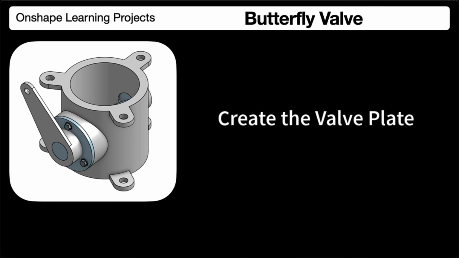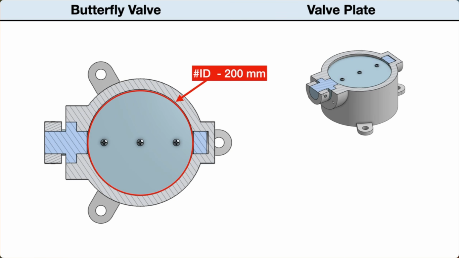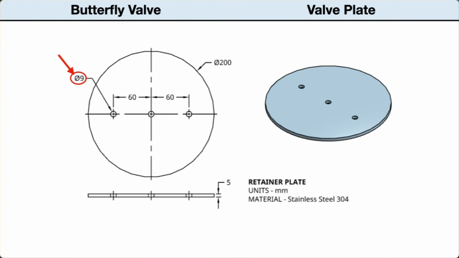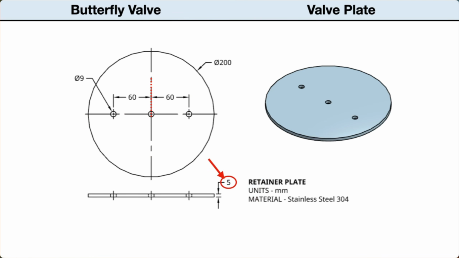In this segment, we will create the valve plate. We will start by examining the drawings and identifying the features that share the same specifications as other parts. The plate has an outside diameter of 200 millimeters. This size matches the inside diameter of the body and is set in the variable #ID. When the inside diameter changes, we want the diameter of the plate to also update to match. There are 3 9mm holes that are clearance holes for the M8 screws. These are centered on the plate and match the threaded holes on the stem. The plate has a thickness of 5 millimeters.